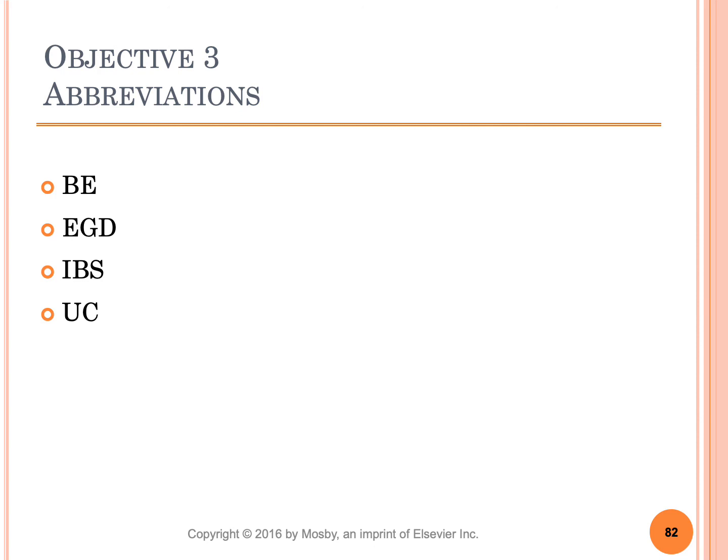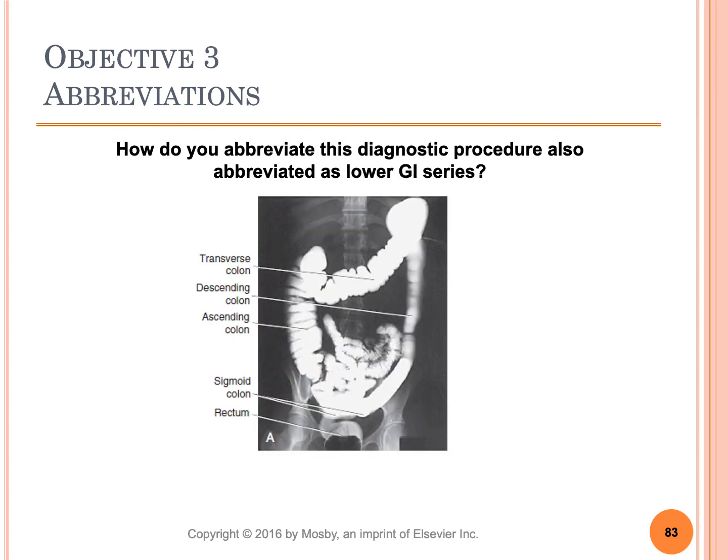EGD, that's our esophagogastroduodenoscopy. Remember, we're looking at the esophagus and the stomach and the duodenum with a scope. IBS is irritable bowel syndrome, and UC is the abbreviation for ulcerative colitis. So, question for you. How do you abbreviate this diagnostic procedure, also abbreviated as a lower GI series? If you said BE, which is barium enema, you would be correct.